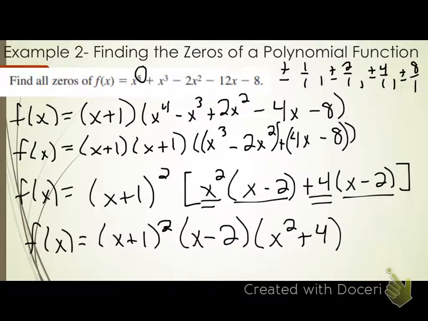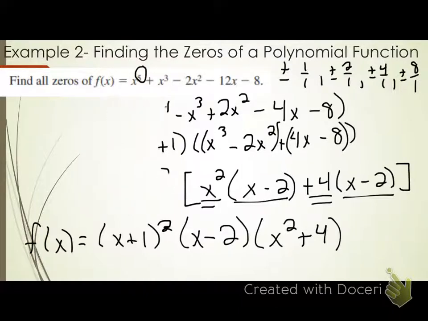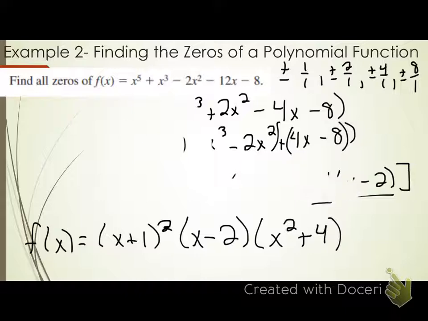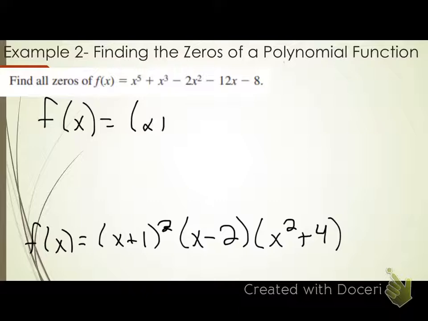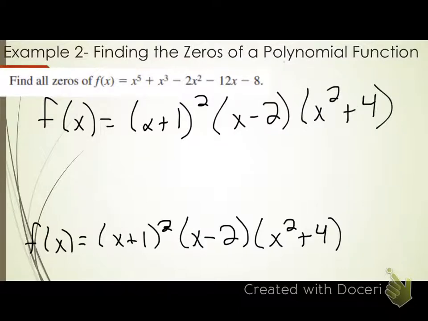We're getting really, really close. So now I have it completely factored. Can't factor these really any further. So let me erase some stuff here at the top to give me some more room. So I have f of x equals x plus 1 squared, x minus 2, and x squared plus 4.